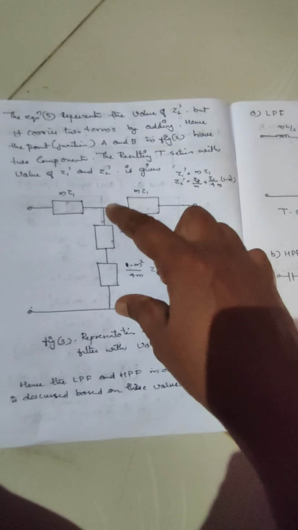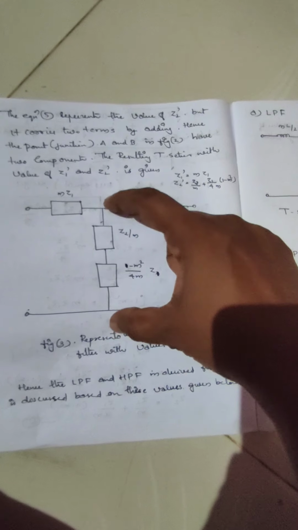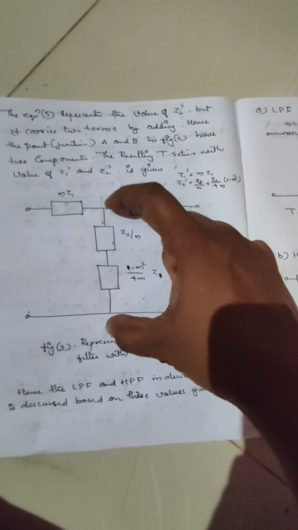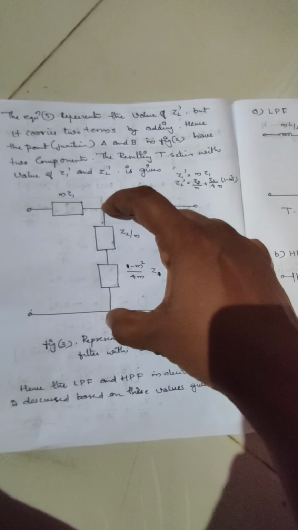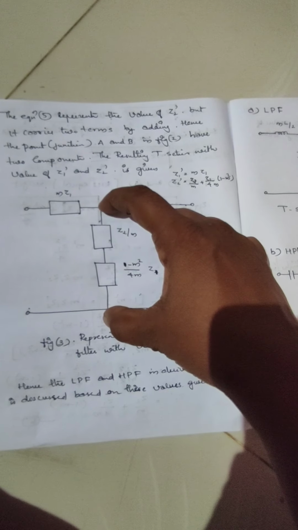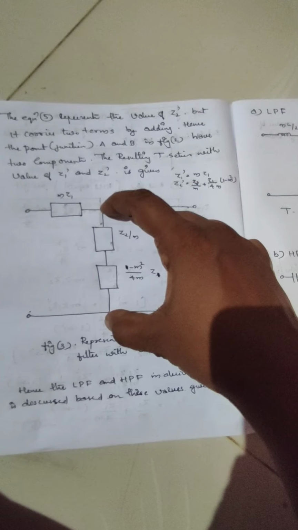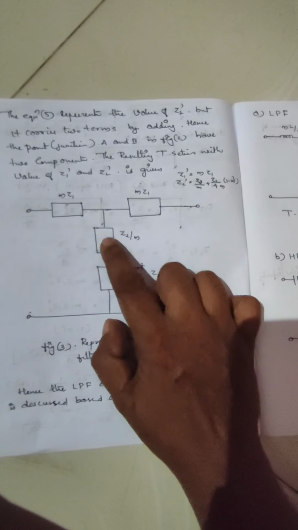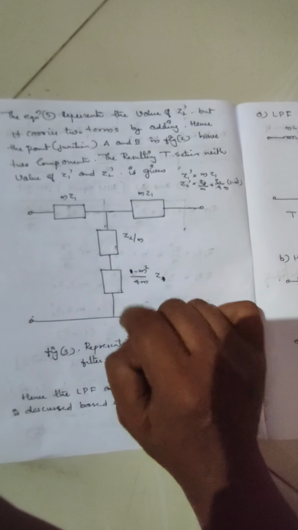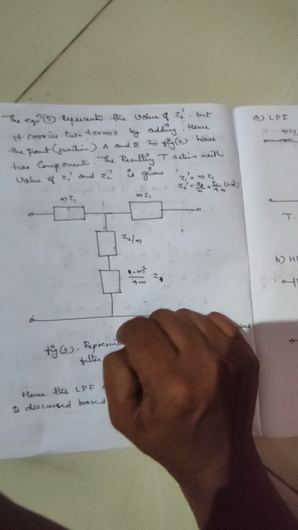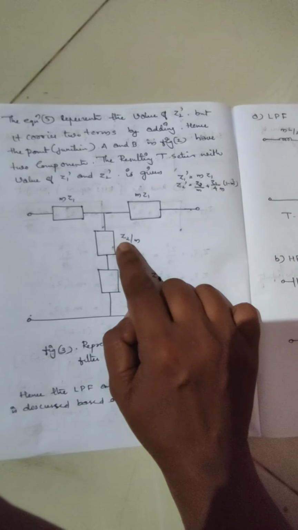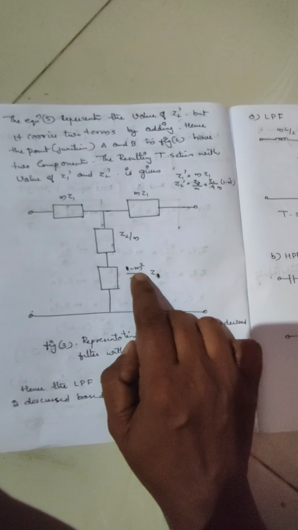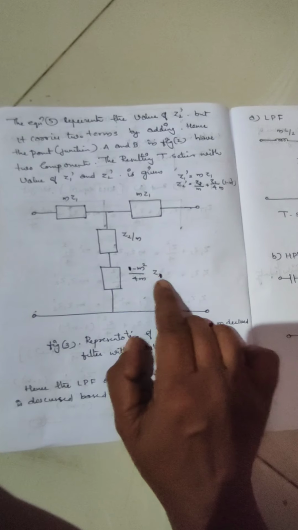And moreover, our parallel component. Here, for this parallel component we consider the value of Z2 dash. We get the expression for Z2 dash by the addition of the two components. That means Z2 dash represents the two components connected in parallel, so its value will become the first term Z2 by m and the second term (1 minus m square) by 4 into Z1.